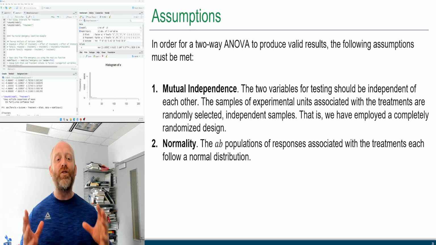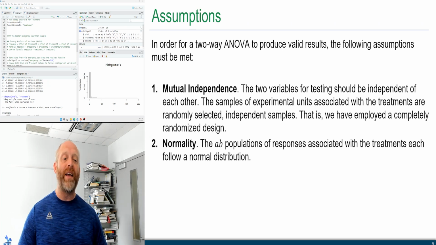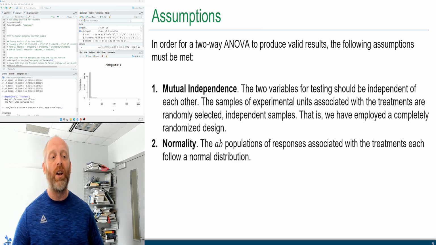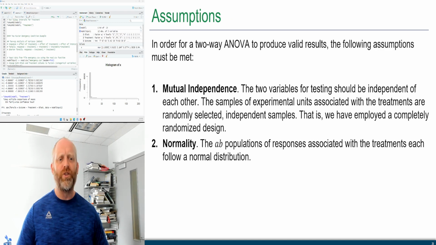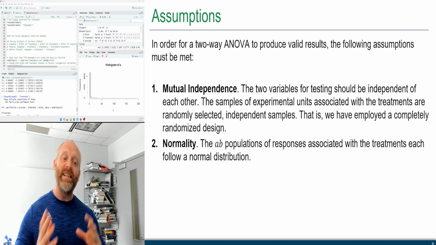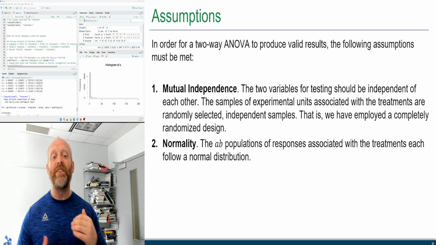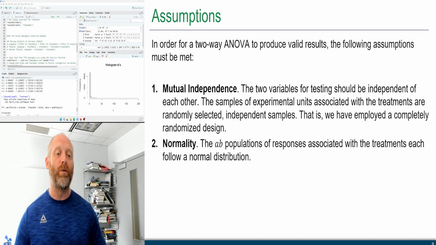All right, so for each one of the possible treatments, so we have A times B different populations. These populations must all follow a normal distribution. So for each treatment, again, there's A times B treatments. For each treatment, the possible values that could come from that must come from a normal distribution.